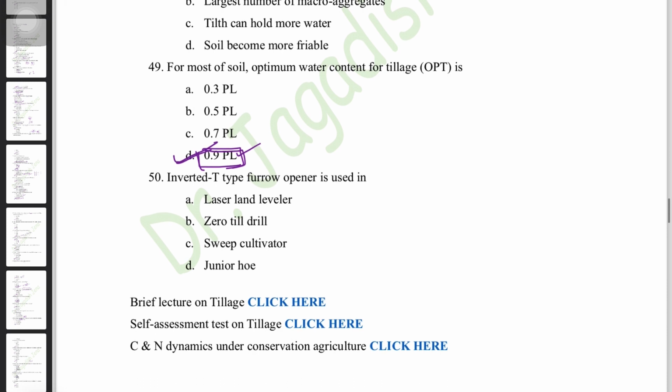Then inverted T-type furrow opener is used in zero till drill. Basically zero till drills like happy seeder, turbo seeder use this inverted T-type furrow opener. So this was about 50 MCQs on tillage, and if you want some brief idea about tillage or another self-assessment test, you can click here. Again, for carbon and nitrogen dynamics in conservation agriculture, you can also click here and watch this lecture. So this is about tillage. Next we'll discuss soil.